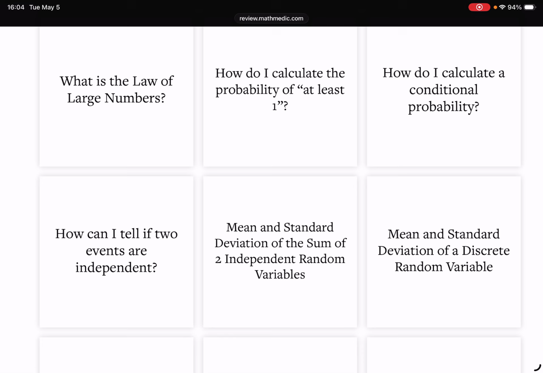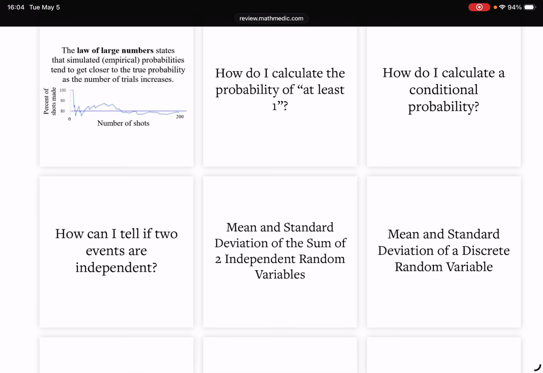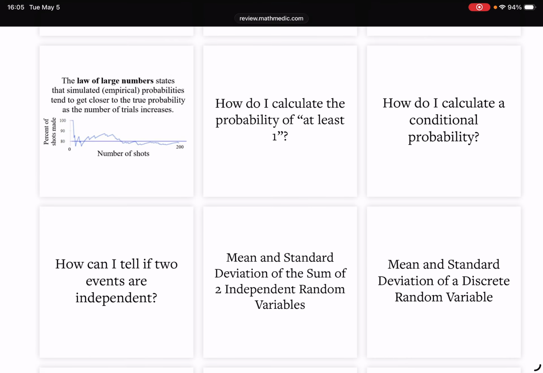Next says, what is the law of large numbers? The law of large numbers states that the empirical probabilities tend to get closer to the true probability as the number of trials increases. Okay, so pretty much the bigger the trials, the better the probability.